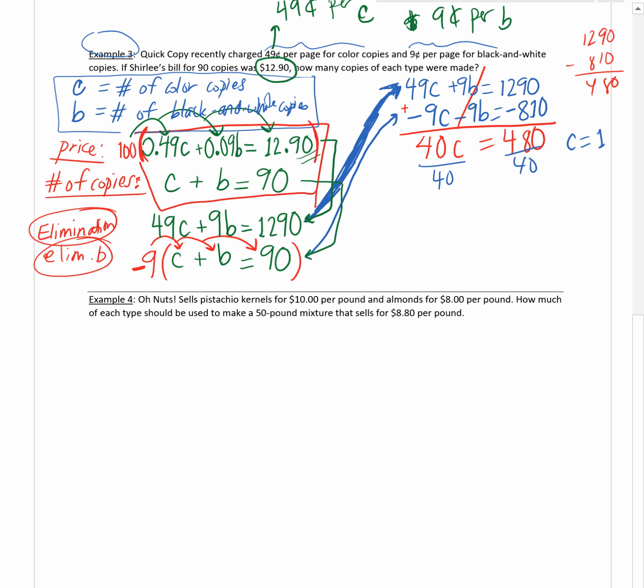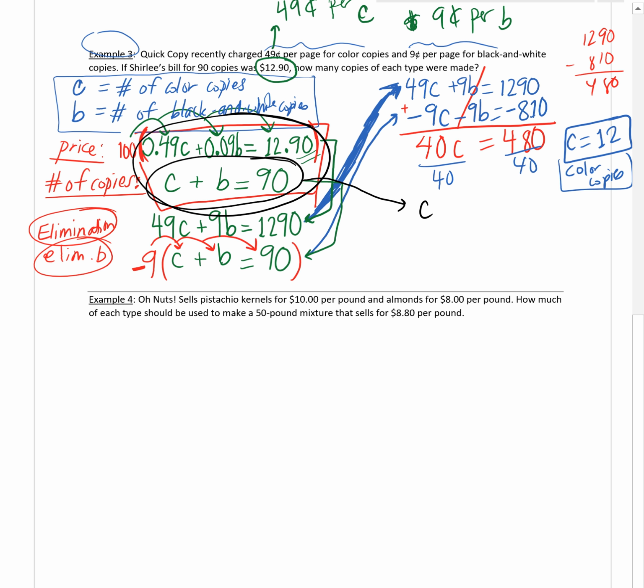That's 12. All right. Remember C stood for the number of color copies, so she made 12 color copies. But we also want to know how many black and white copies she made as well. So how would I know that? Let's substitute C equals 12 into either of these original equations. I guess the second one. The second one's nice. I'm going to take that guy.